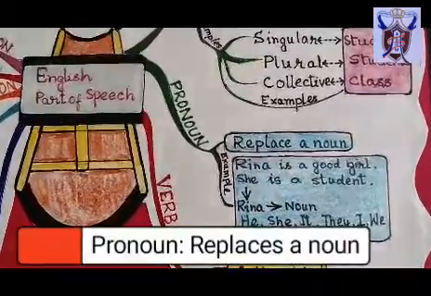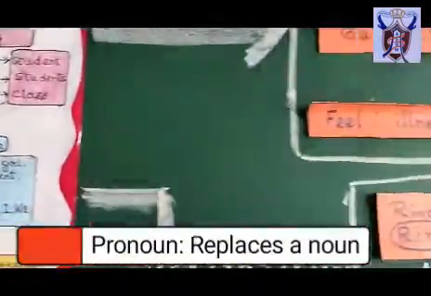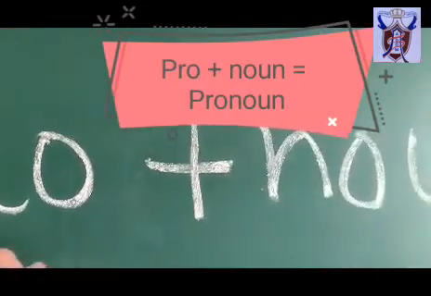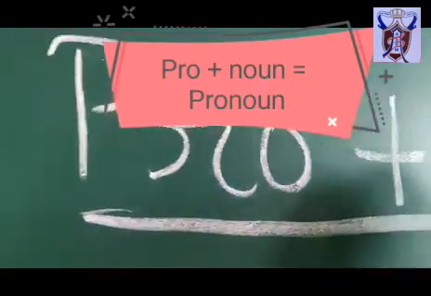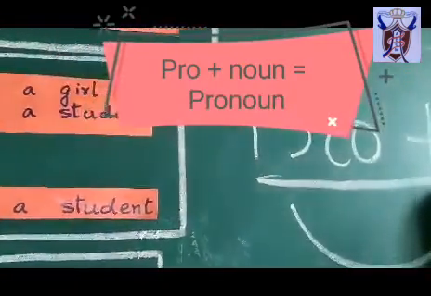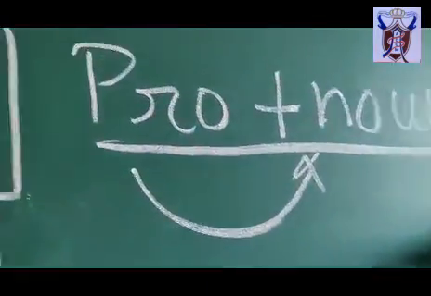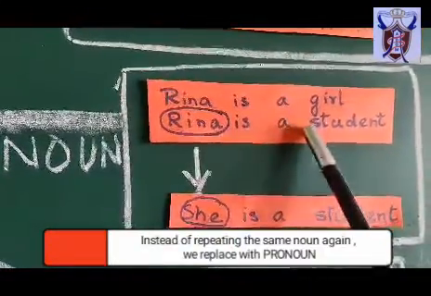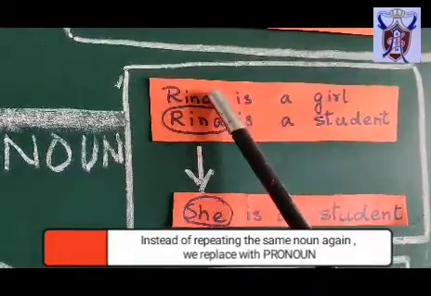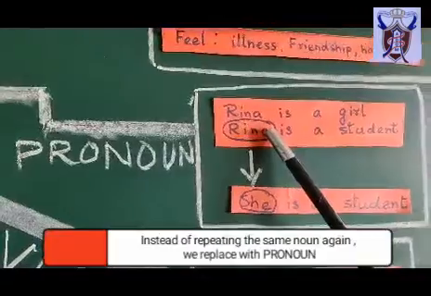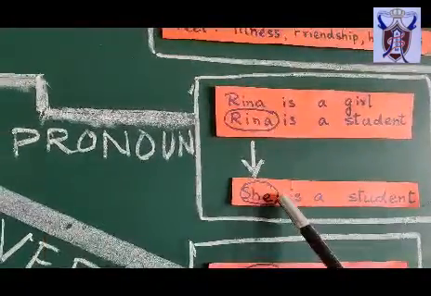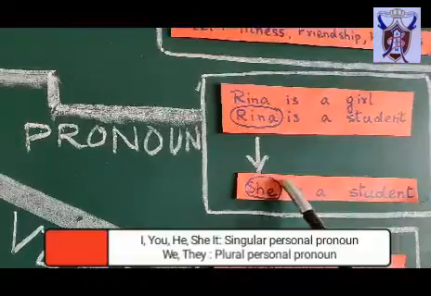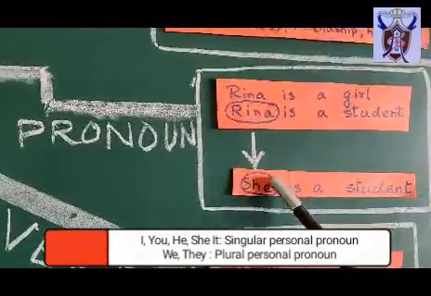Pronoun is what? I will just write it down. When I say pronoun, it is pro plus noun. How will you elaborate? When we replace a noun, that is a pronoun. Here I have taken one sentence: Rina is a girl. Rina is a student. In these two sentences I am using the same name, Rina and Rina. Instead, I am using a different word: She is a student. Rina is a girl and she is a student. This she is replacing Rina. That is why she is a pronoun.